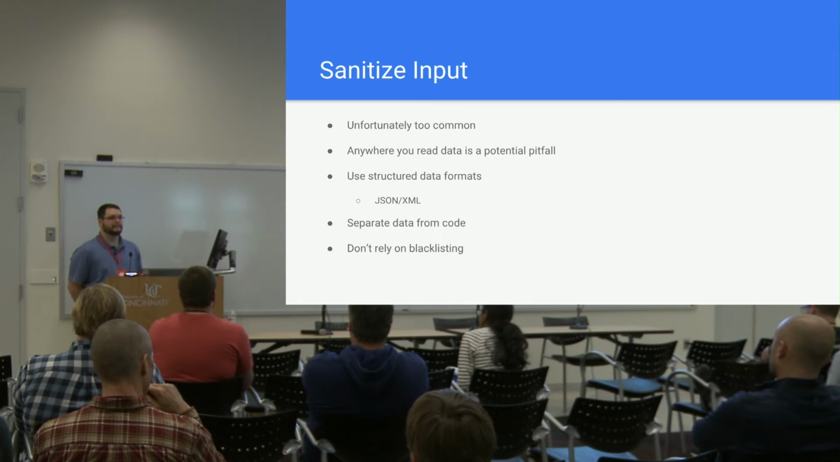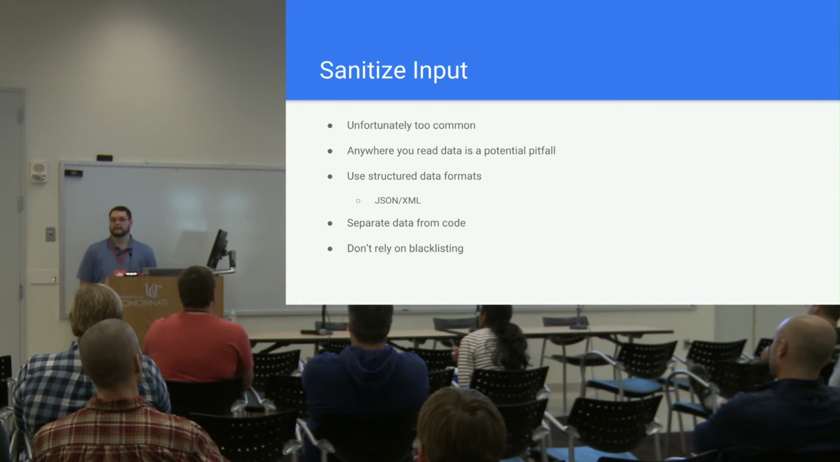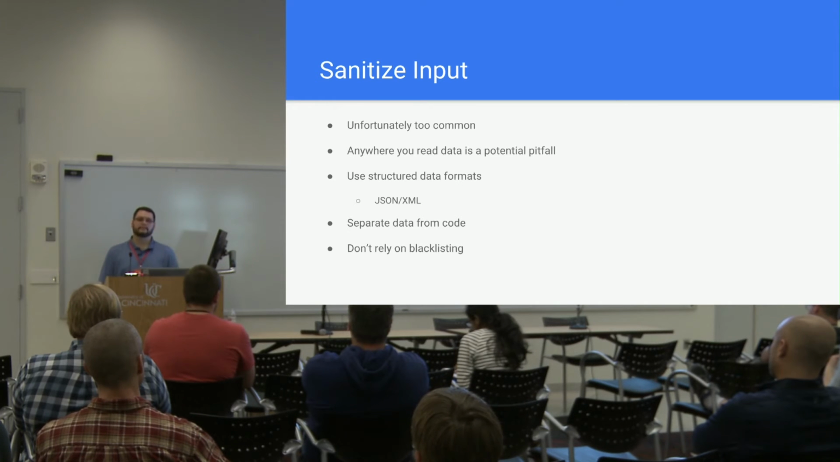So you see, there's lots of things. Any kind of XML or JSON files that you read from your assets folder. There's lots of places where you might read binary data, and it might have certain types of exploitation there as well.